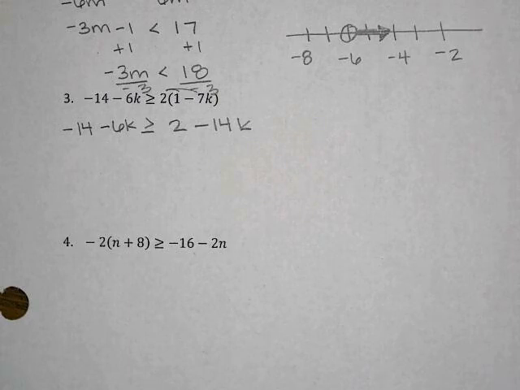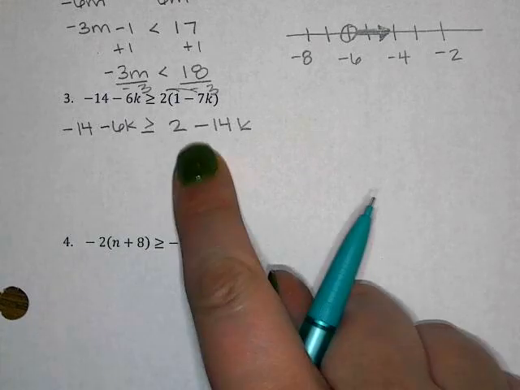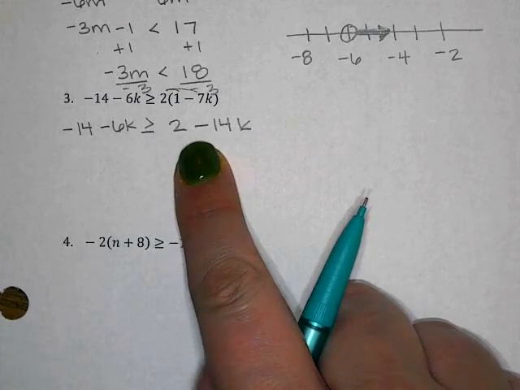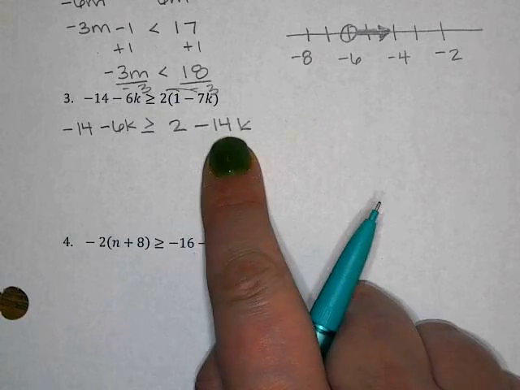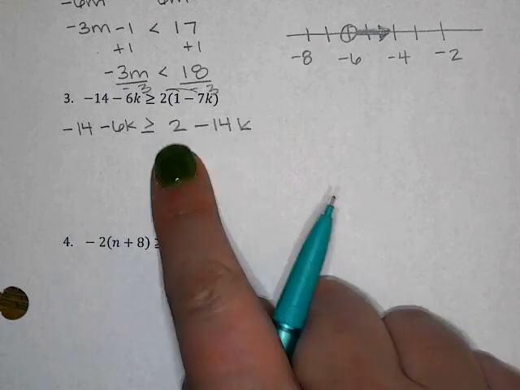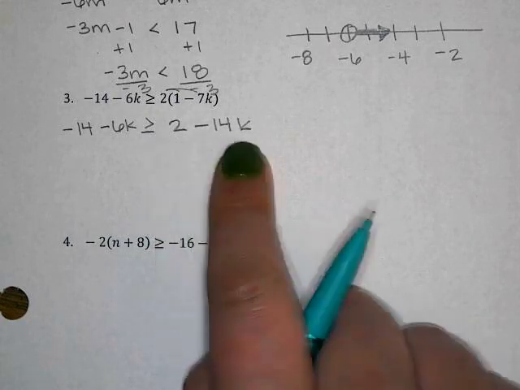What should we do? Why couldn't we combine those? Can you tell? They're not like terms. So one has a variable and one doesn't, which is what kept us. Okay, so we can add the 14.